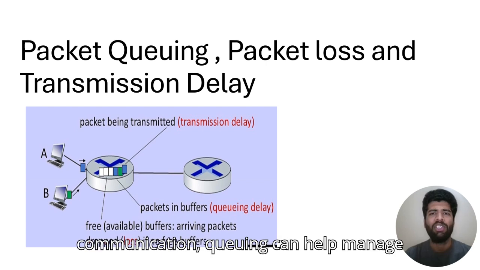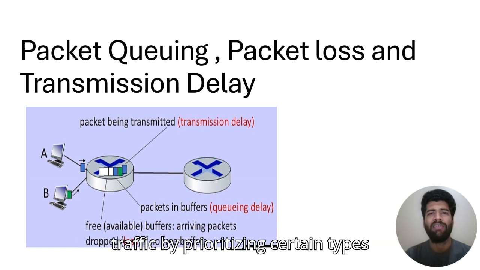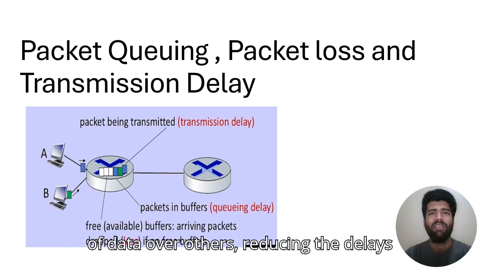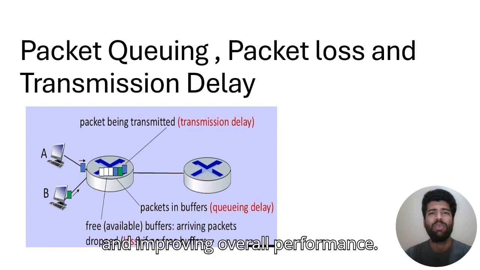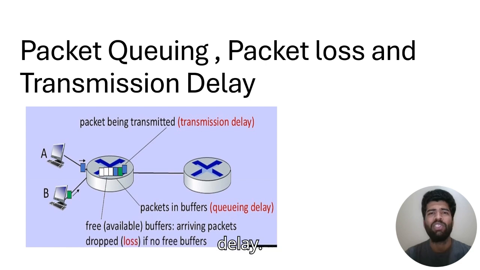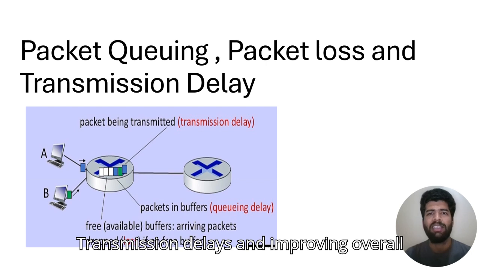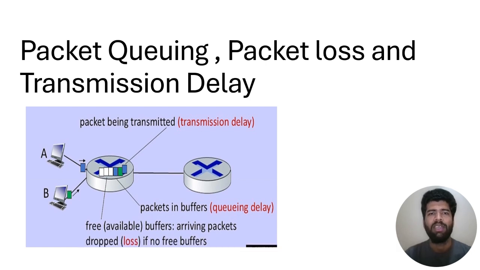In network communication, queuing can help manage traffic by prioritizing certain types of data over others, reducing delays and improving overall performance.